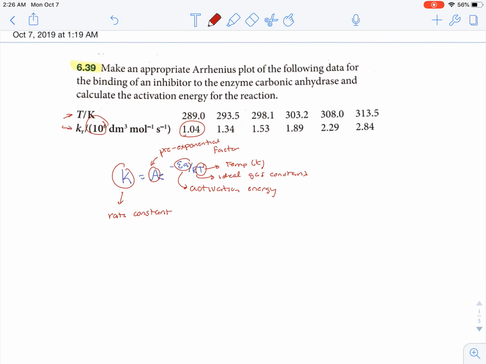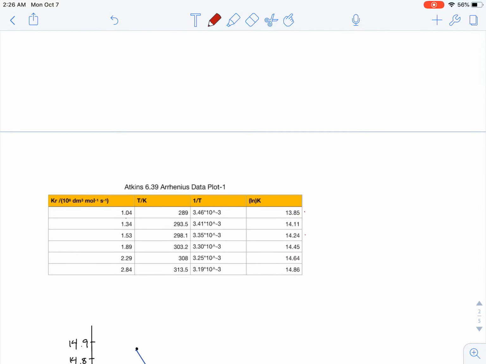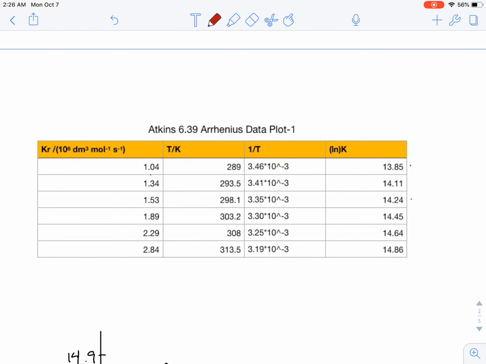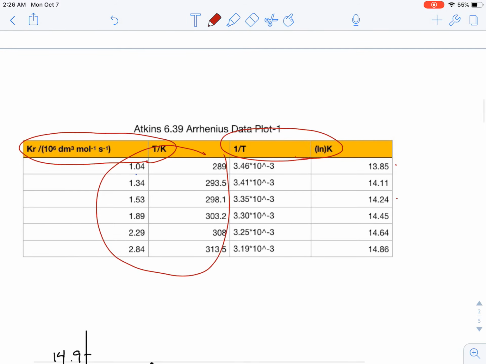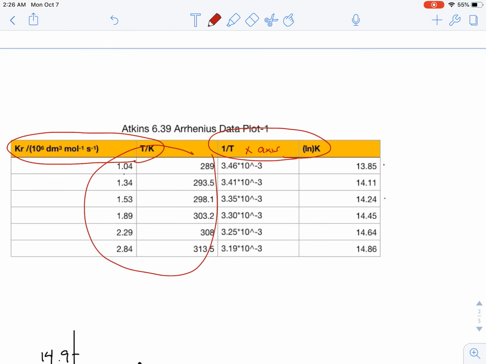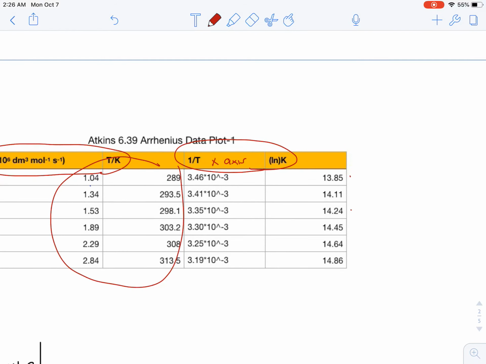And so I went ahead and already plotted them here, as we can see. So this is what was given to us in the problem. These are all the values that were provided in the problem itself in the table above. And this is what I plotted. So here we have our inverse of the absolute temperature right over here, and this is going to be our x-axis on our Arrhenius plot. And then we have the natural log of K over here and all the values that correlate with that. That's going to be our y-axis on our Arrhenius plot.